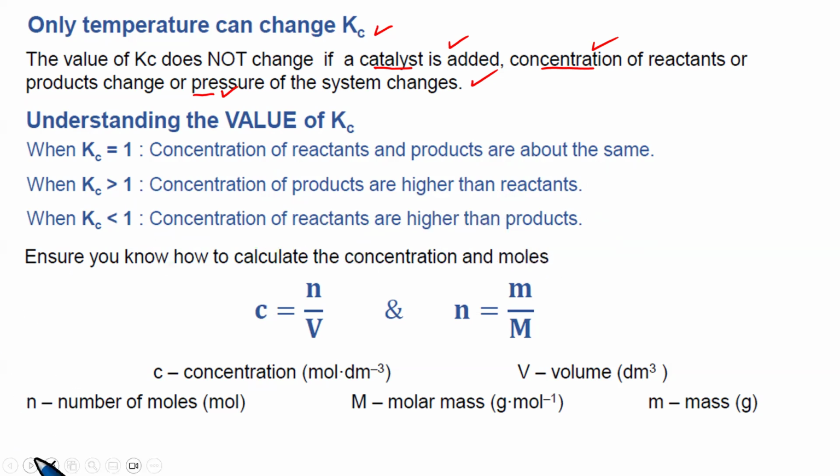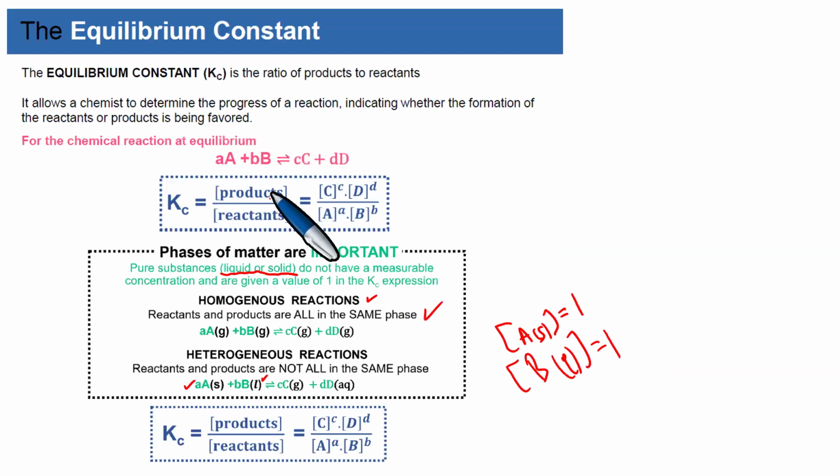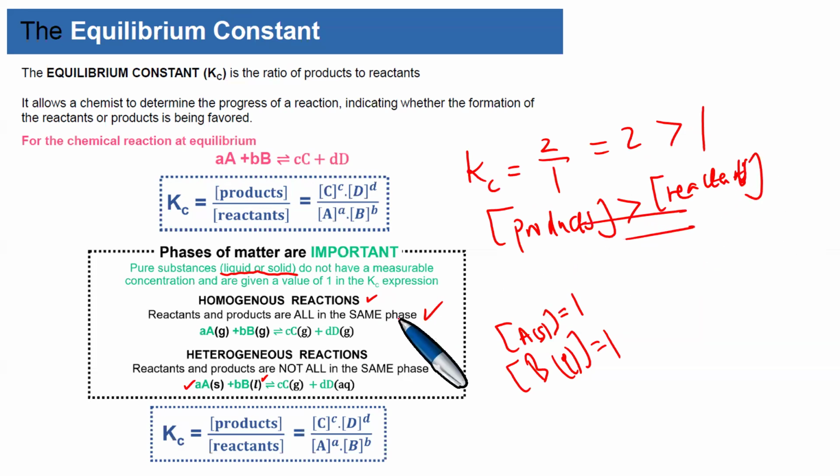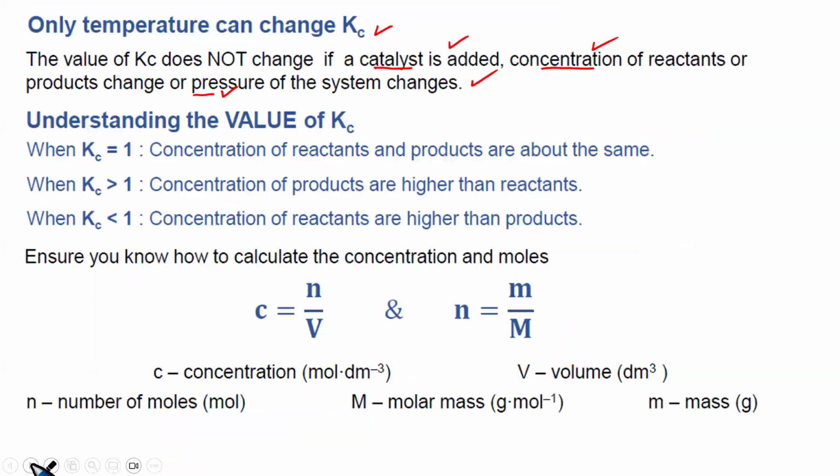Okay, yeah, because this makes sense. When the concentration of the product is bigger, you're dealing with the Kc calculation, and the numerator is bigger. 2 divided by 1 is 2, so this is bigger than 1. That would be true when the concentration of the products is certainly bigger than the concentration of the reactants. When that happens, the Kc is bigger than 1.